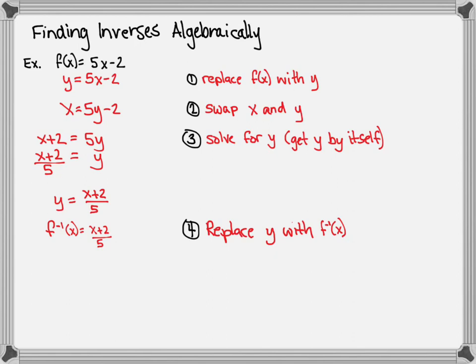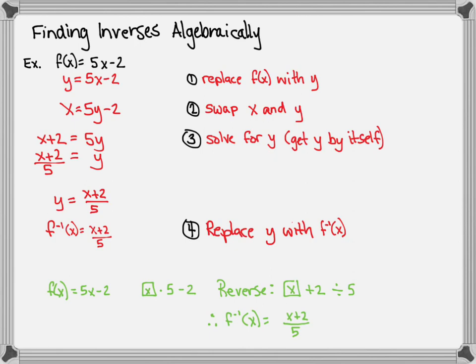We could also check this inverse intuitively. We can think about what an inverse is doing. So if we take our function f of x equals 5x minus 2, our input is x. And what we're doing first in the original function is multiplying by 5, and then we're subtracting 2. So if we reverse this, we'll take our input and we will add 2 and then divide by 5. So therefore, our inverse, f to the negative 1 of x, equals x plus 2 all over 5.